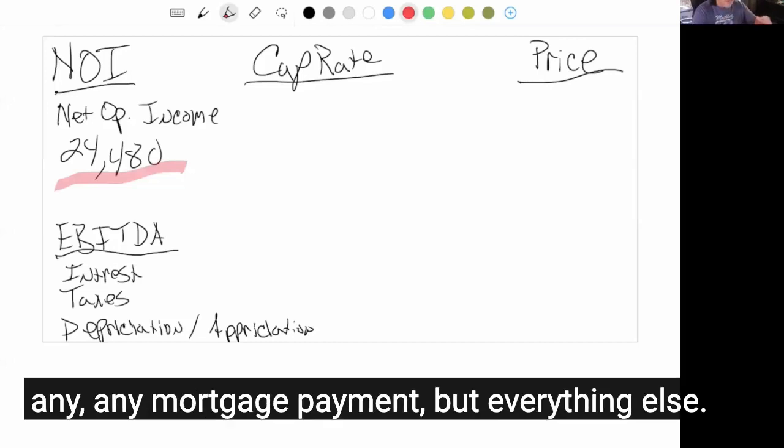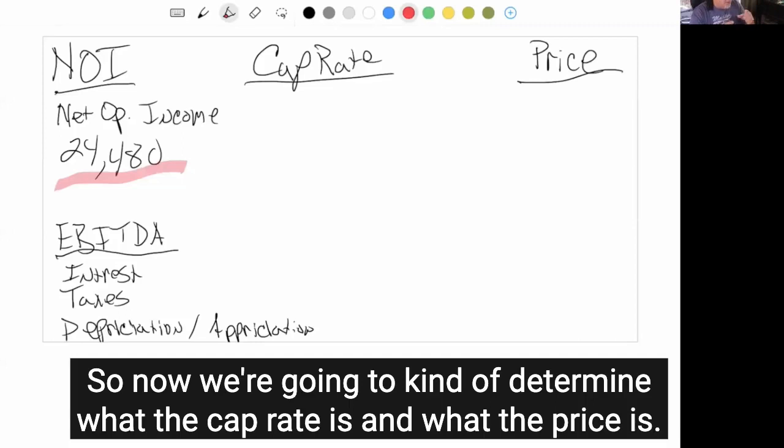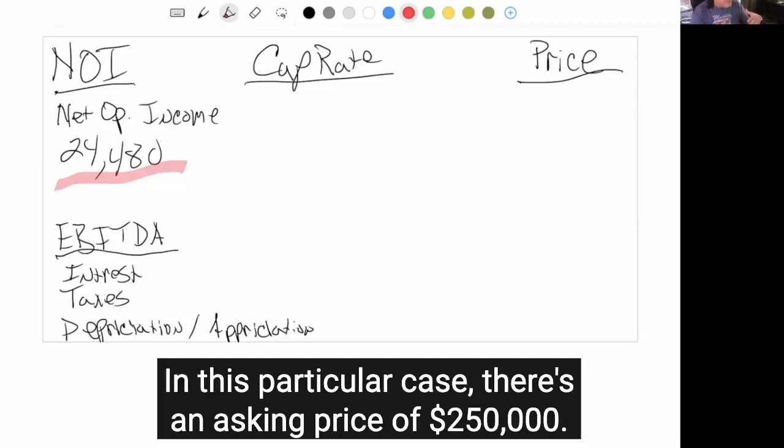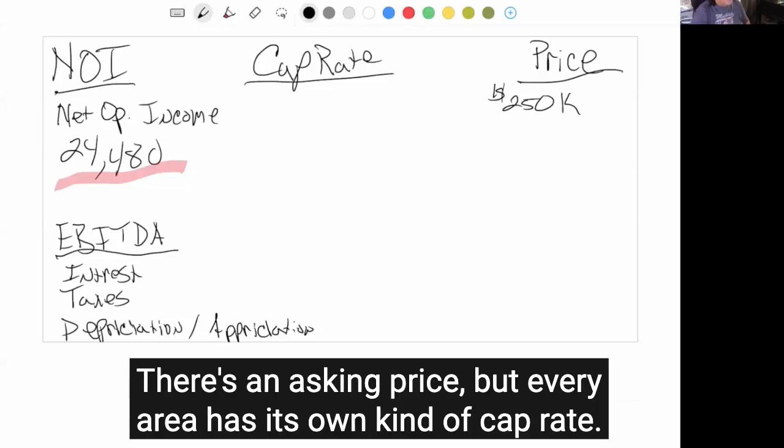Now we're going to determine what the cap rate is and what the price is. In this particular case, there's an asking price of $250,000. There's an asking price, but every area has its own cap rate, right?